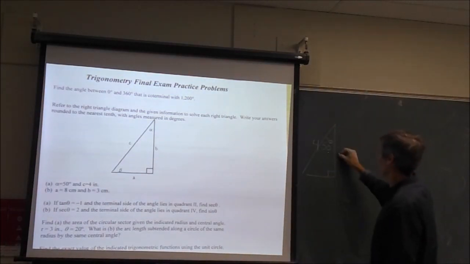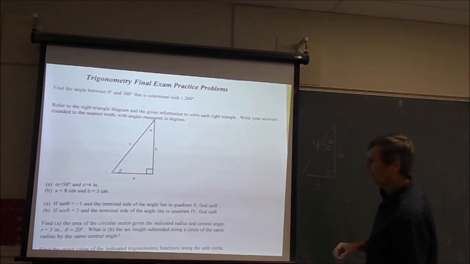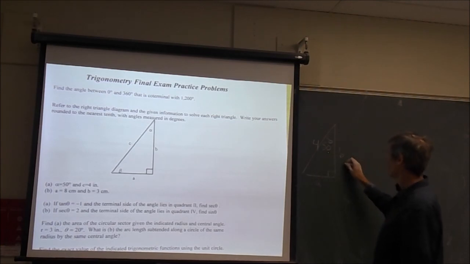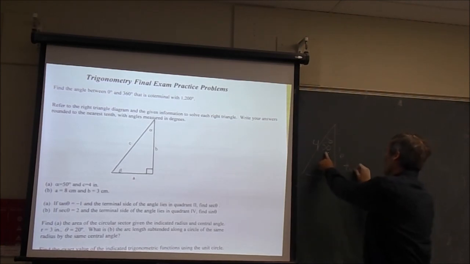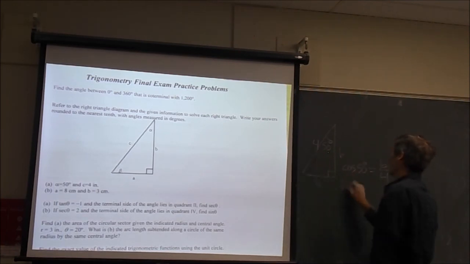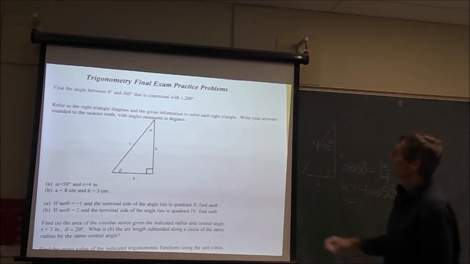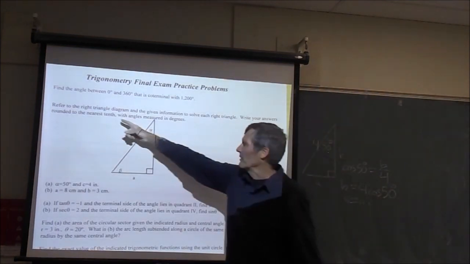I can solve for whatever side I want. If I call this A and B, let's see. Yeah, A opposite alpha. Cosine 50 degrees is adjacent over hypotenuse, B over 4. It follows that B is 4 cosine 50 degrees. And you can run that on your calculator exactly. Make sure you round it to the nearest tenth.